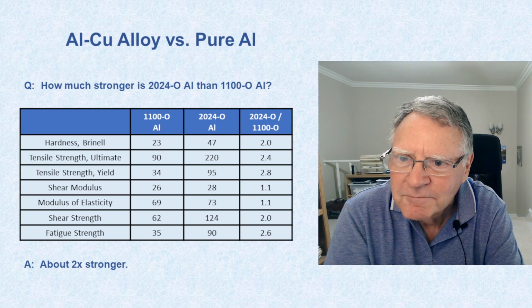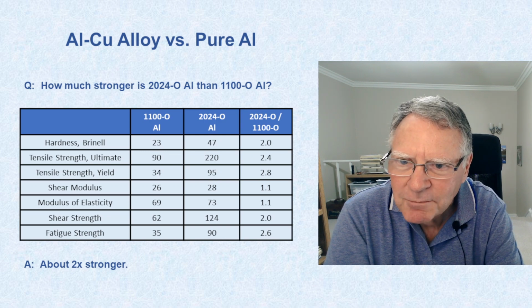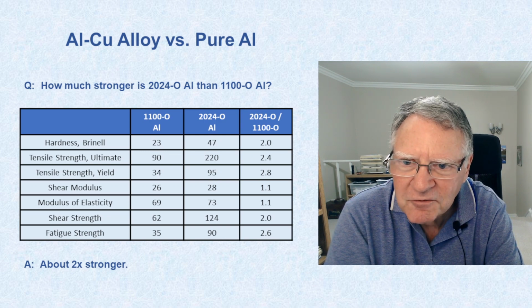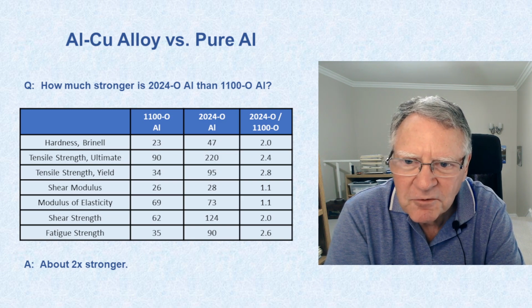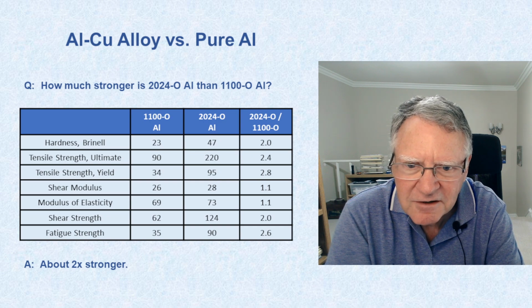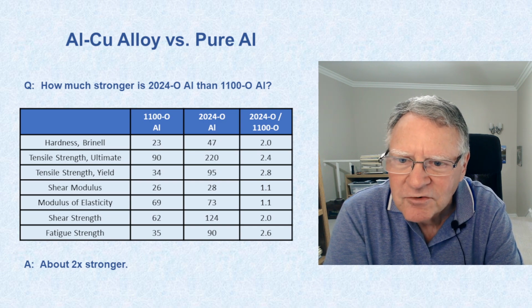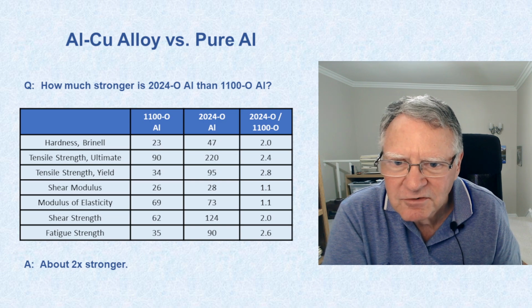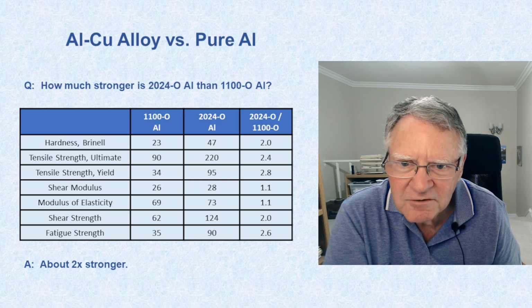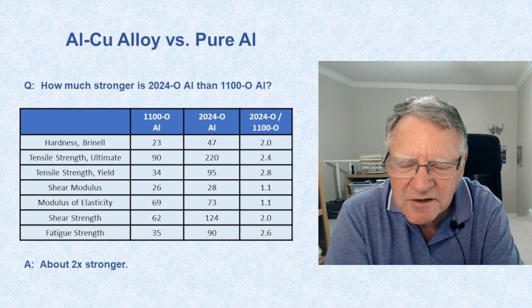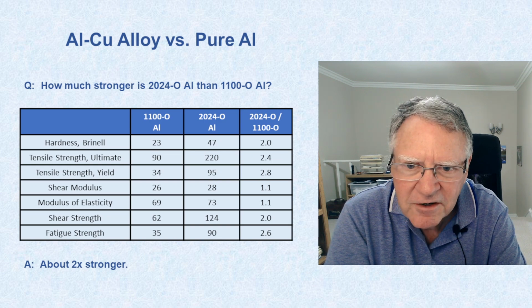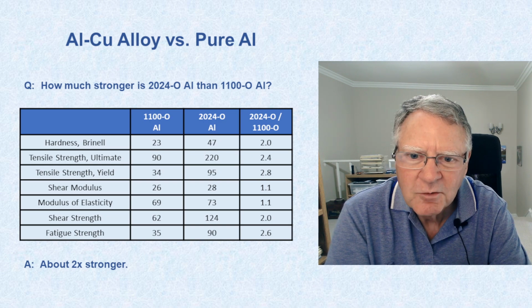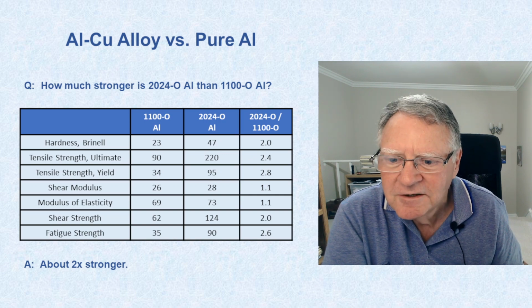So what is this copper in the 2024 alloy doing for us? How much stronger is 2024 than 1100 alloy? So you just take the numbers for those two alloys and you take 2024 divided by the 1100, and that's this last column here. And you see that the 2024 is about 2x stronger than the pure aluminum, which is a pretty big deal.